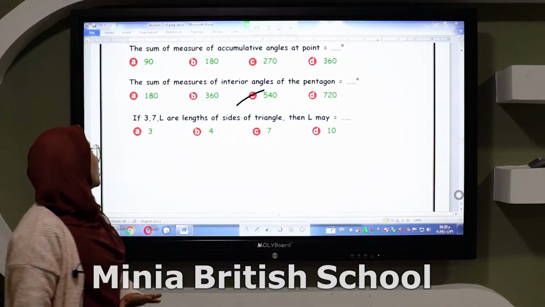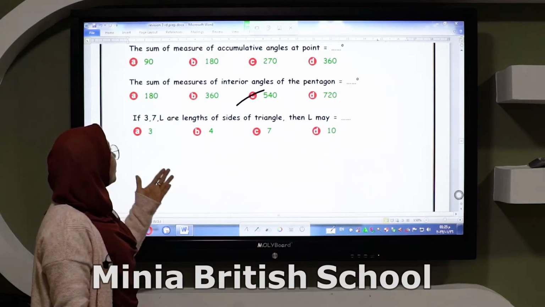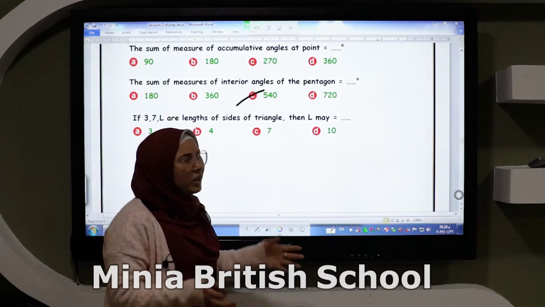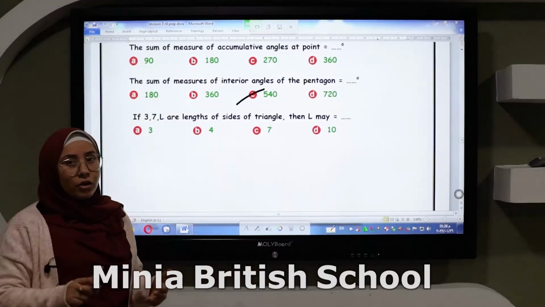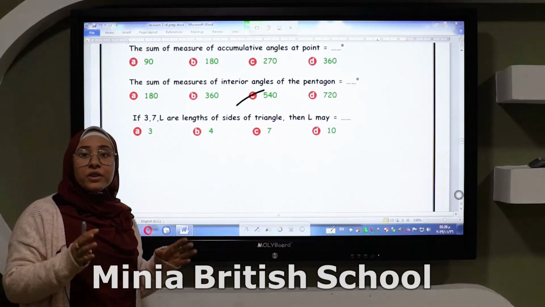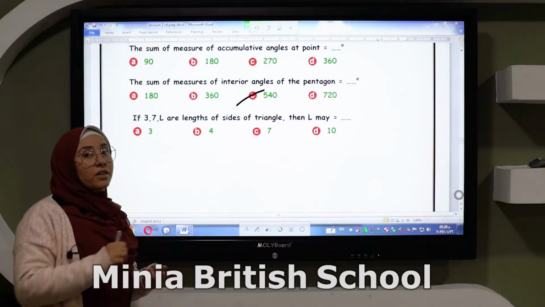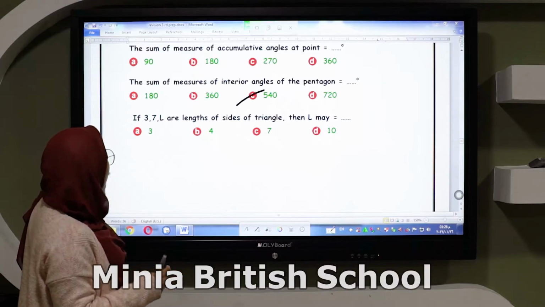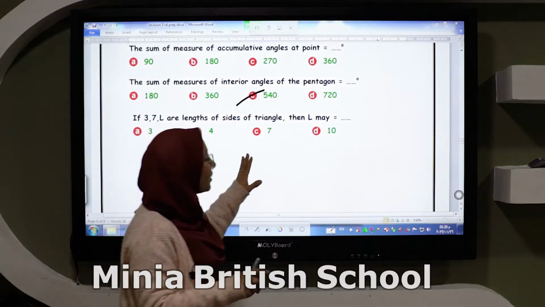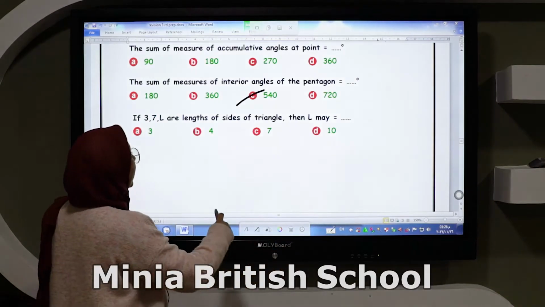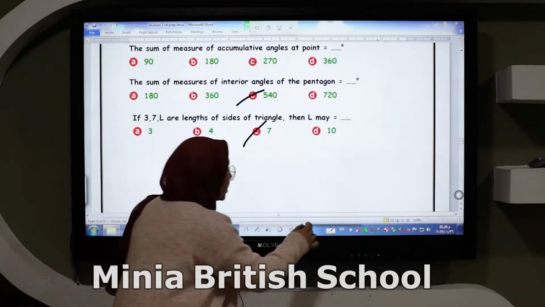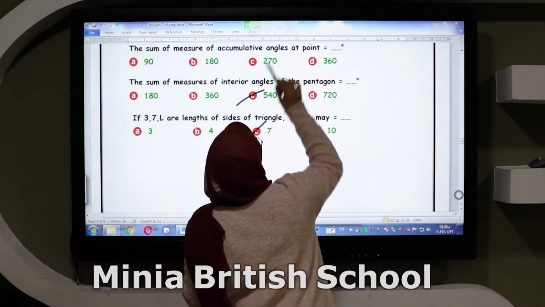Now, last one. If 3, 7, L are lengths of sides of a triangle, then L may be equal to what? According to the fact, the sum of any 2 sides of a triangle is greater than the length of the third side. So 3 doesn't work, 4 doesn't work, 7, yes, good, 7 is the answer, but 10 doesn't work. Now, it's time for essay questions.